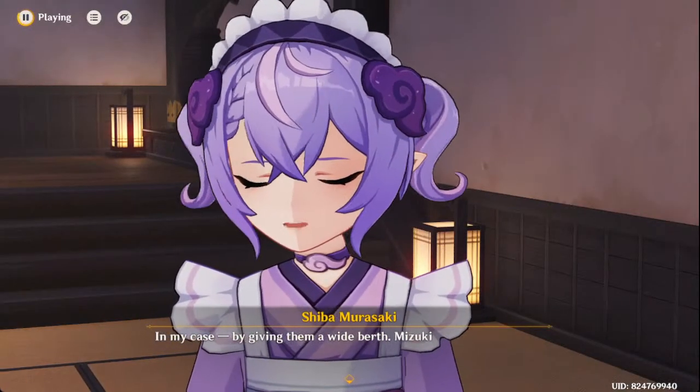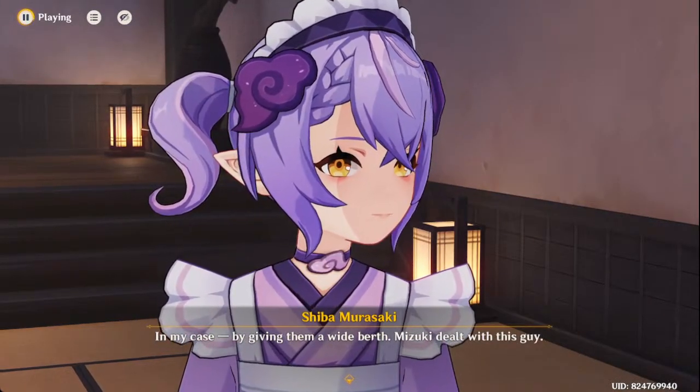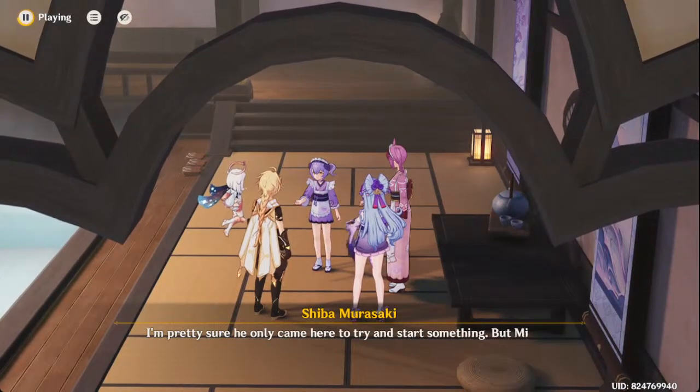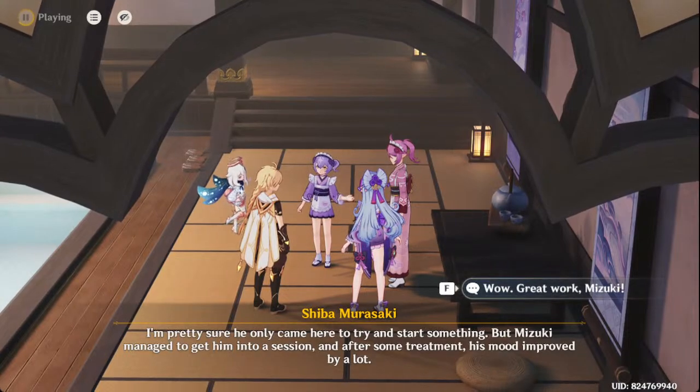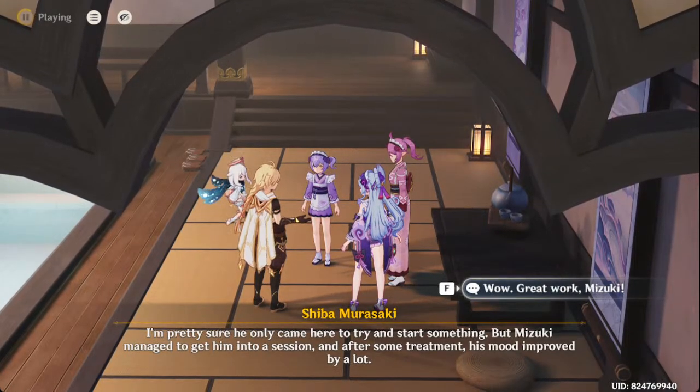In my case, by giving them a wide berth. Mizuki dealt with this guy. I'm pretty sure he only came here to try and start something. But Mizuki managed to get him into a session, and after some treatment, his mood improved by a lot.